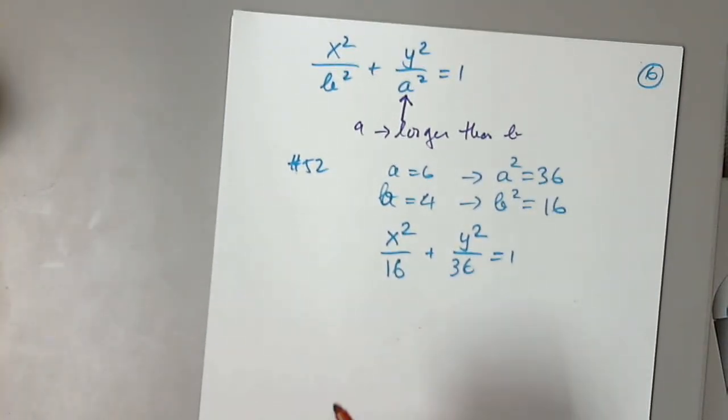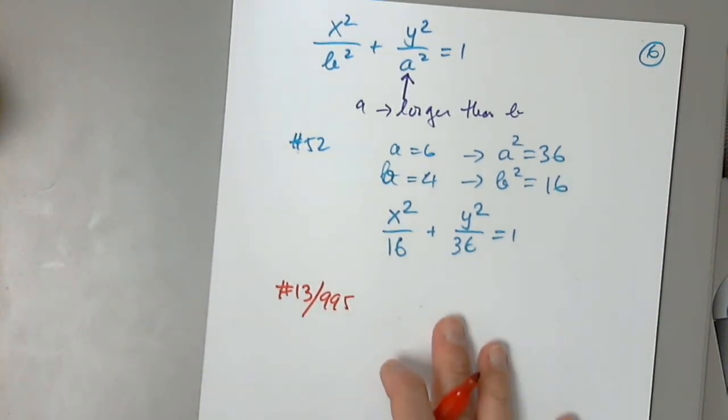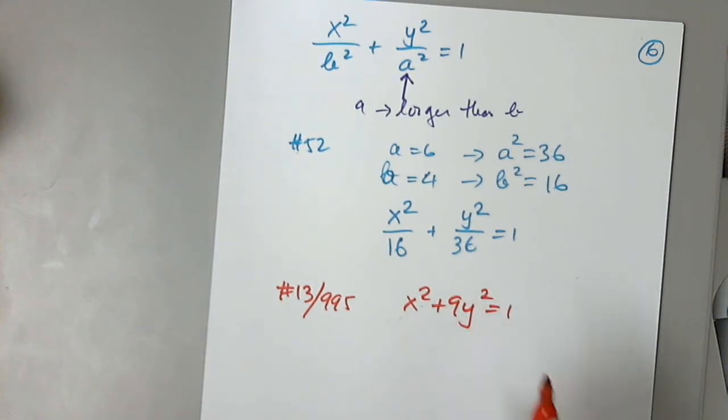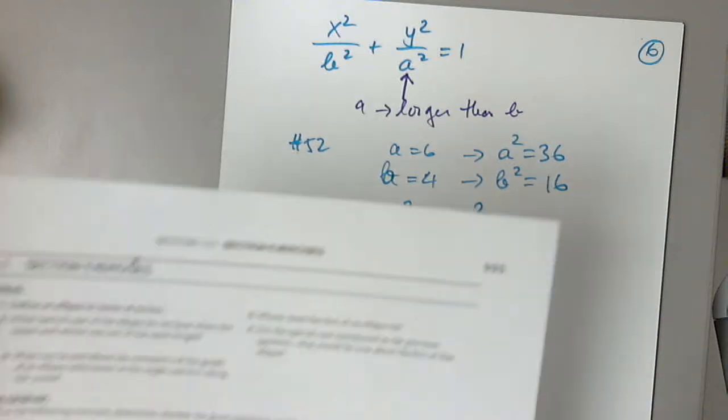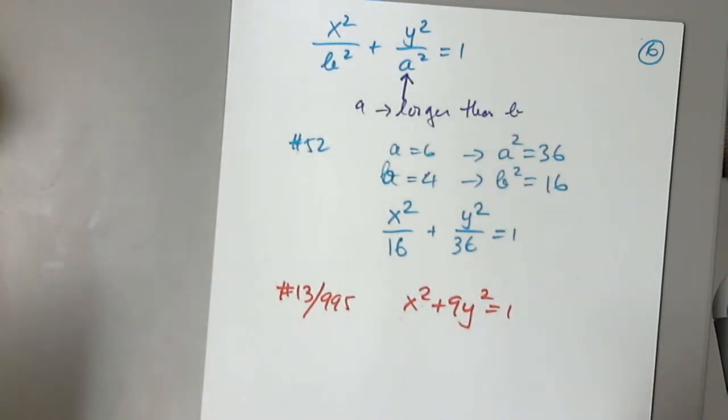So in 13 we're asked, this is 13 on 995, x squared plus 9y squared equals 1. They say write the equation of an ellipse in standard form and identify the endpoints of the major and minor axes as well as the foci.